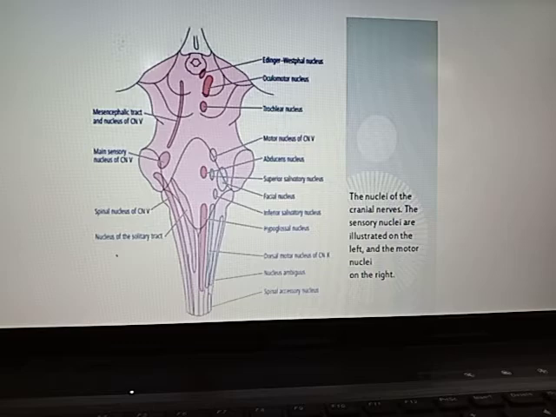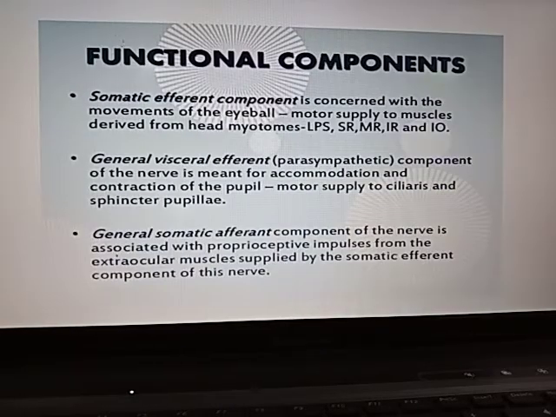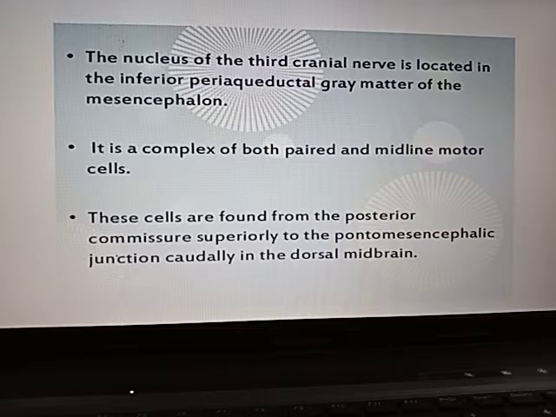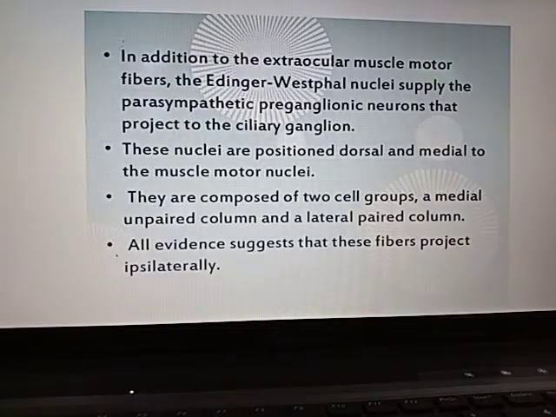So, in short, the functional components of the oculomotor nerve: it has somatic motor and parasympathetic motor. The somatic motor supplies the muscles of the extraocular part, and the parasympathetic component supplies the ciliary muscle and the sphincter pupillae by the connection with the ciliary ganglion. Then come to this point.